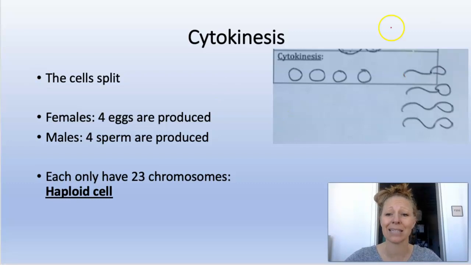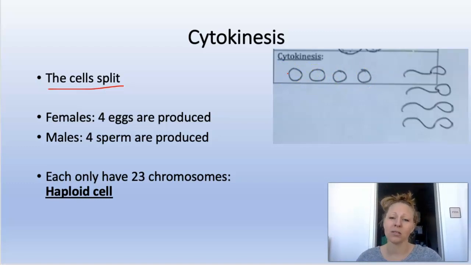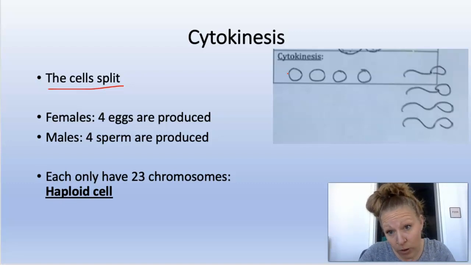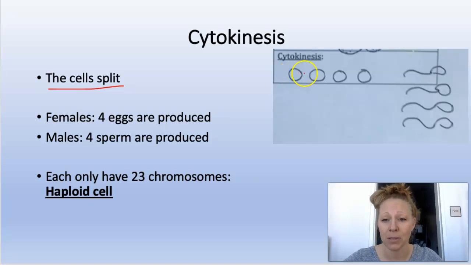Here we are on our last slide. During cytokinesis, our cells split. And for females, 4 eggs are formed right here. 1, 2, 3, 4. This actually has a pretty cool name. It goes through a process called oogenesis, where 4 eggs are formed. What actually happens is one egg gets most of the cytoplasm. It's going to be bigger and stronger. The other 3 are called polar bodies, and they die off. But they all have 23 chromosomes. So we have 4 haploid cells. I'm going to put 4 H cells, 4 haploid cells.